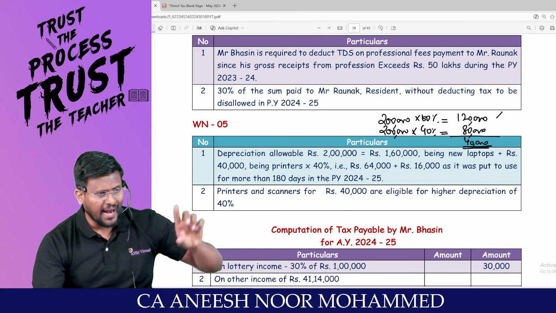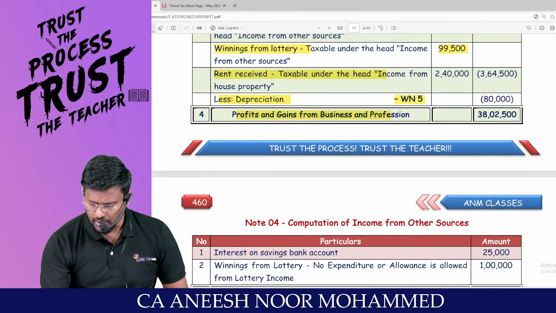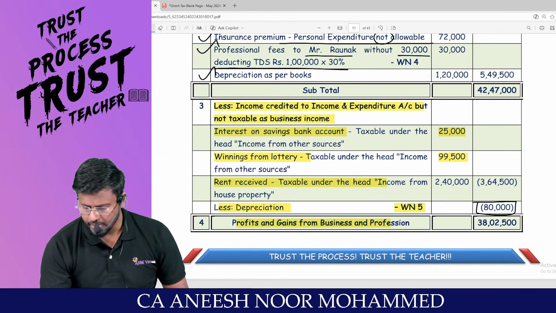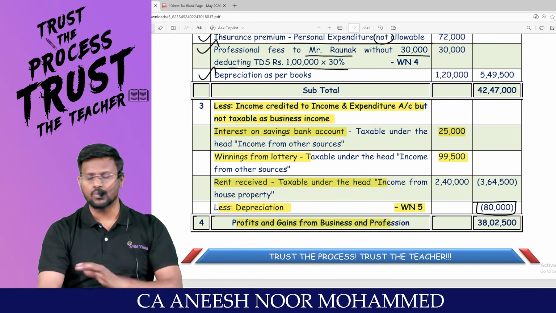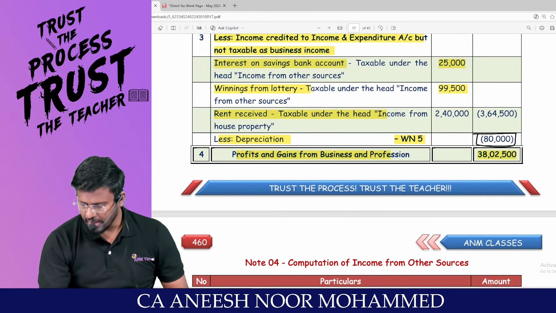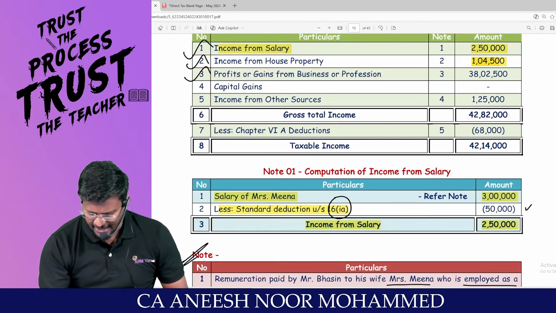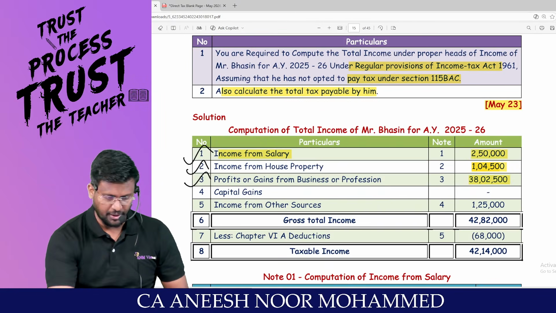We already added back 1,20,000. So now we have to reduce 80,000. That's what they have done. 80,000 rupees has been reduced. Automatically that 40,000 would have adjusted. Am I right? So my PGBP income will be 38,02,500. My dear lovable students, happily I can attach 38,02,500.